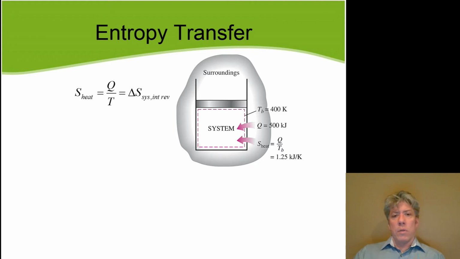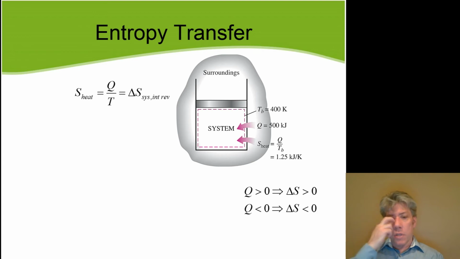Okay, so if that's true, then heat carries entropy with it. And couldn't heat also carry entropy out of the system? Well, yes, it can, right? As a matter of fact, if the heat transfer is positive going into the system, then the entropy change will be positive. If the heat transfer is negative, in other words flowing out, the change in entropy will be negative. That doesn't mean entropy has been destroyed. It means that entropy has been extracted from the system, and that is certainly possible.